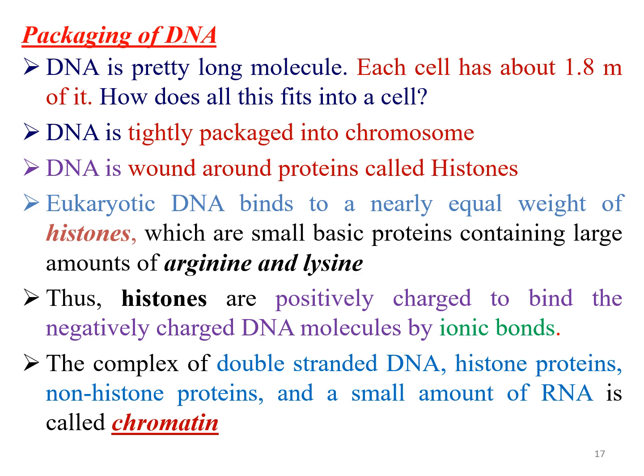Eukaryotic DNA binds to a nearly equal weight of histones, which are small basic proteins containing a large amount of arginine and lysine amino acids. Thus histones are positively charged and bind the negatively charged DNA molecule by ionic bonds. The complex of double-strand DNA, histone protein, non-histone protein, and a small amount of RNA is called chromatin.